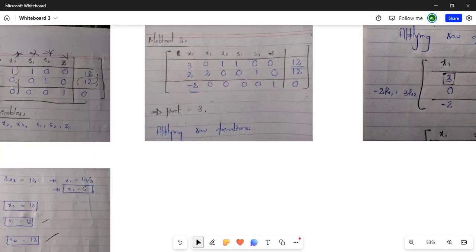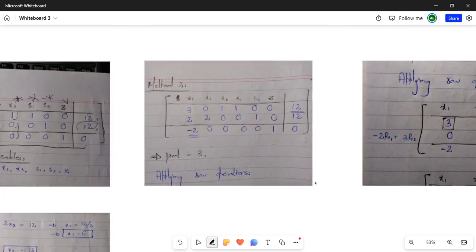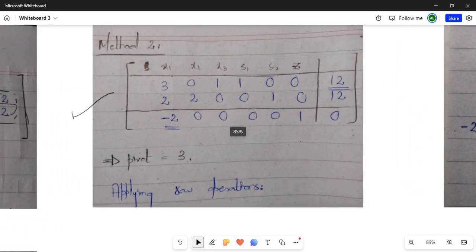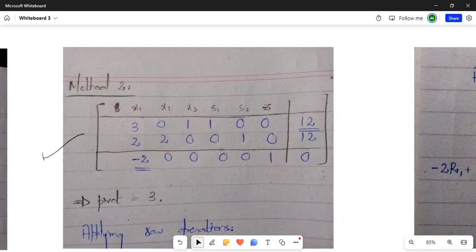Moving towards the second method, the equation which we have formed in the first method will be the same. We will get this matrix from the previous method, and now we will identify the pivot. How will we identify it? First of all, we will observe the baseline. This is the baseline, below this line.